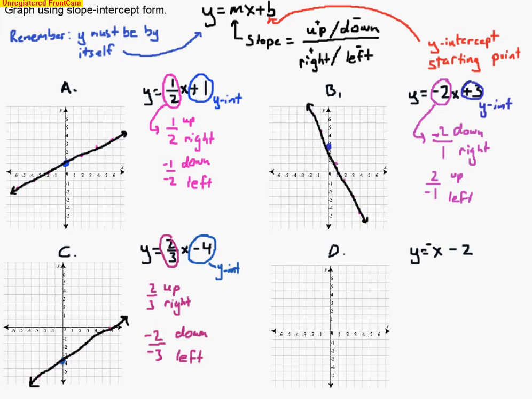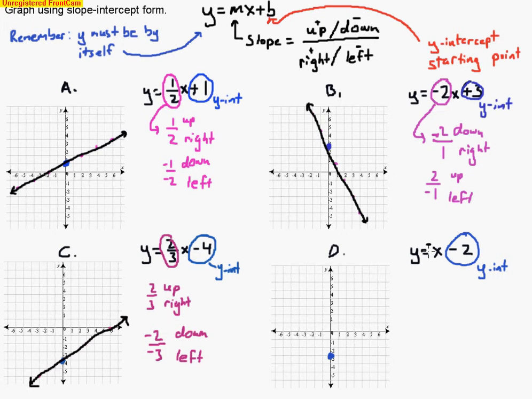Well, one more problem in part number 1, and that is an equation this time where we don't see a number out in front of x. So we'll talk about that in just a moment. We still have a y-intercept though. That y-intercept is -2. So we're going to go down 2 spaces on that y-axis and put a dot there.